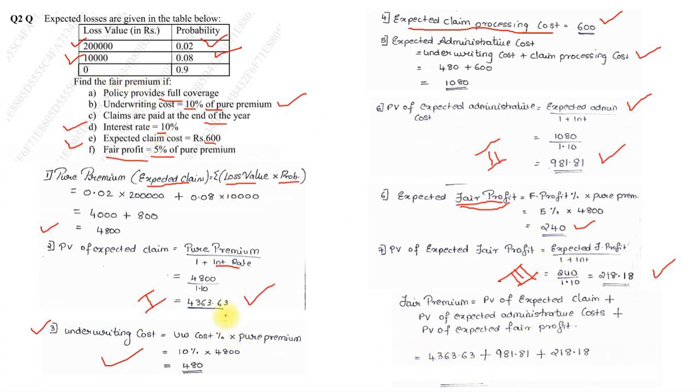So 4,363.63 plus 981.81 plus 218.18. When we add up, we'll get a final value as 5,563.62. That is our final value of fair premium. Okay, this is how you all have to solve the sum based on fair premium.